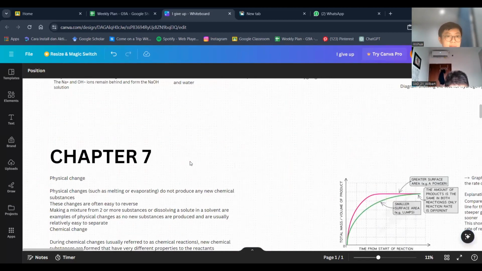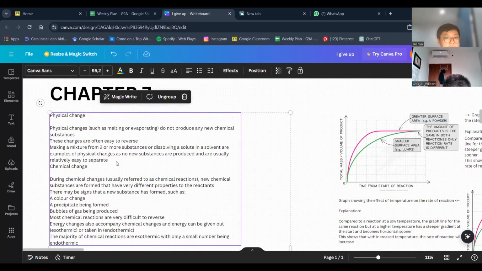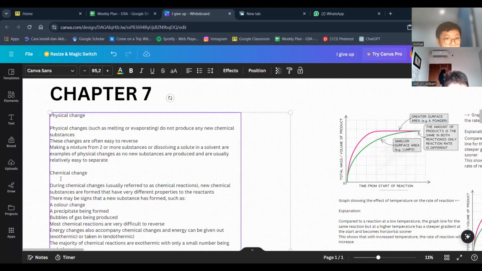Okay, so for chapter 7, it's a bit long, but I'll try to shorten it a bit. So it's about chemical reactions. In chemical reactions, there are two types of changes happening, which are physical changes and chemical changes. Physical changes, such as melting or evaporating, do not produce new chemical substances. You can reverse them, like how you can turn water into ice, but you can still melt ice back to water without changing anything chemically.